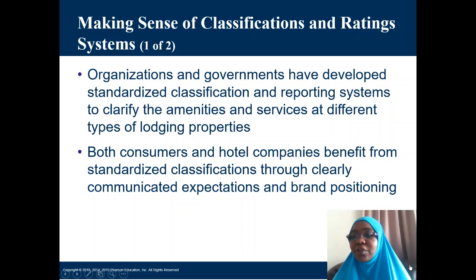There are different types of lodging properties. I've mentioned hotel, the B&B, motel, and so on. So there are different categories depending on the services and facilities they have and the kind of services that they render. Both consumers and hotel companies benefit from standardized classifications through clearly communicated expectations and brand positioning.